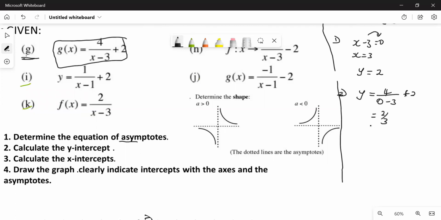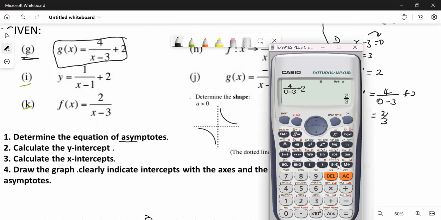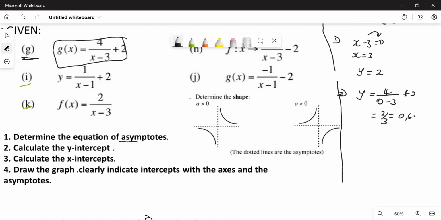You get 2 all over 3. Now, usually I would say let's leave our answer here. But I'm not going to leave my answer here because I need to draw this. So I am going to check what this is. This is going to be 0.66666, then it's going to be 0.67. We still find it.